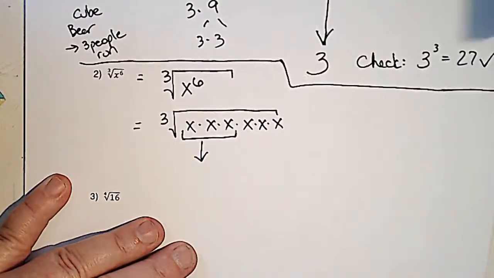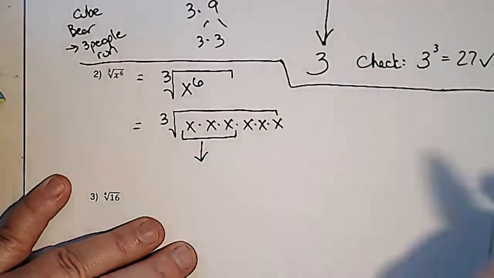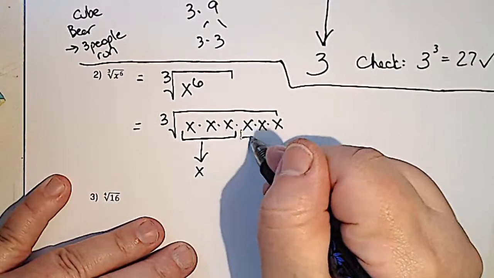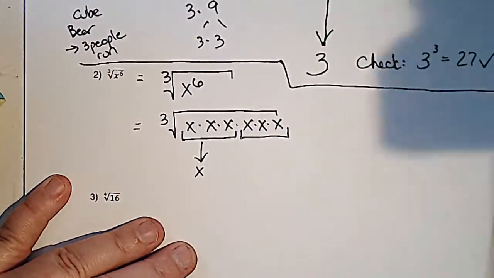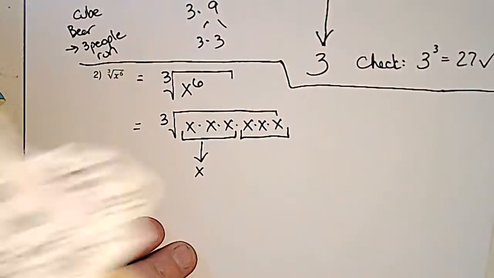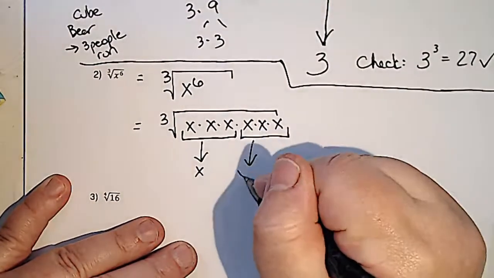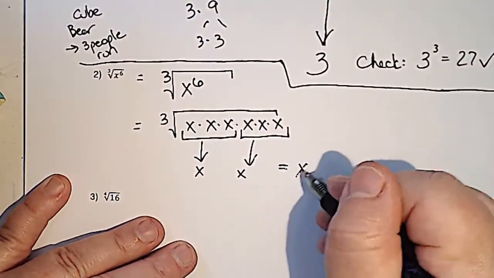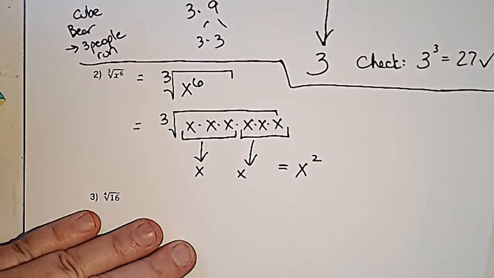Yum, yum, yum. 1 makes it out. These 3 x's go running. Yum, yum, yum. 1 makes it out. We end up with x squared.